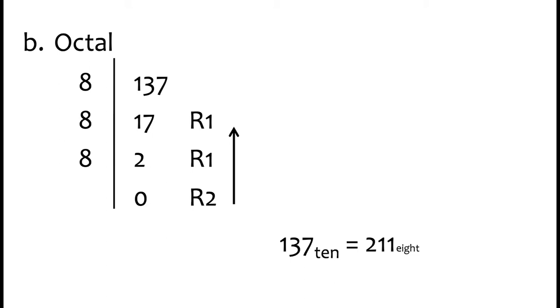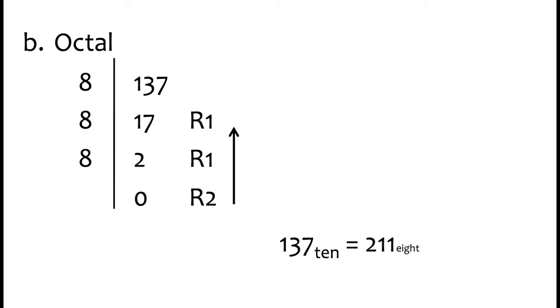17 divided by 8, you'll be having 2. And 2 times 8 is 16. So 17 minus 16, you still have remainder 1. Now 2 divided by 8 is giving you a decimal value, so it cannot. Now you write 0, remainder 2. Now, the final solution will be for 137 base 10.